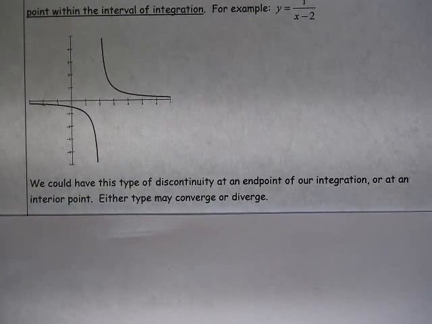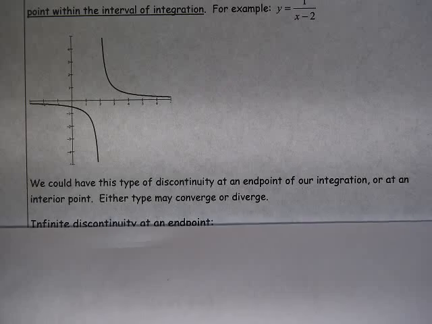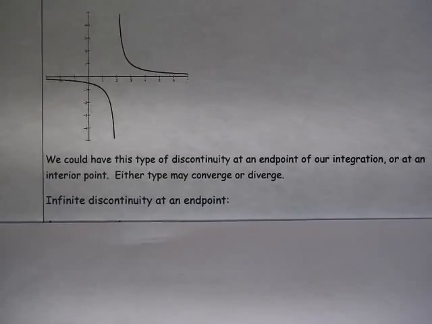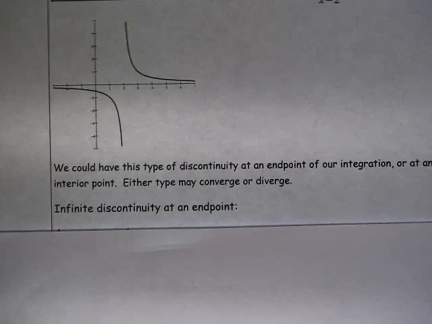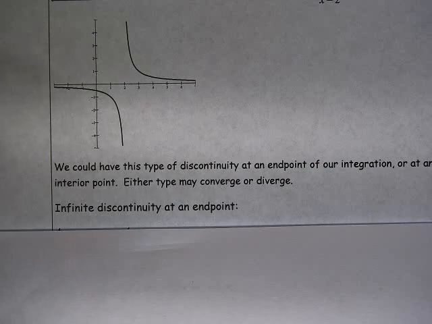So we could have an area that converges or diverges. So it might converge to a specific value or it may not. So let's look at an example where we have an infinite discontinuity at an endpoint.